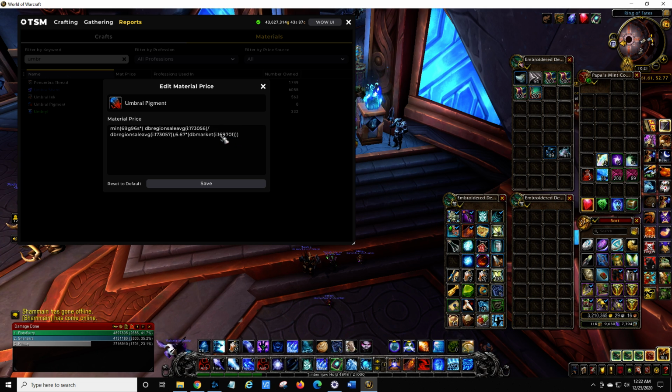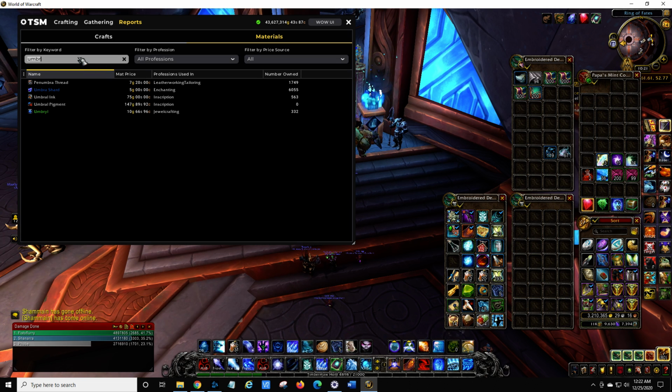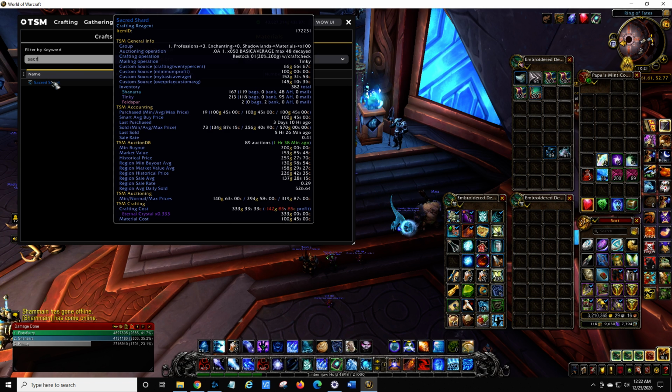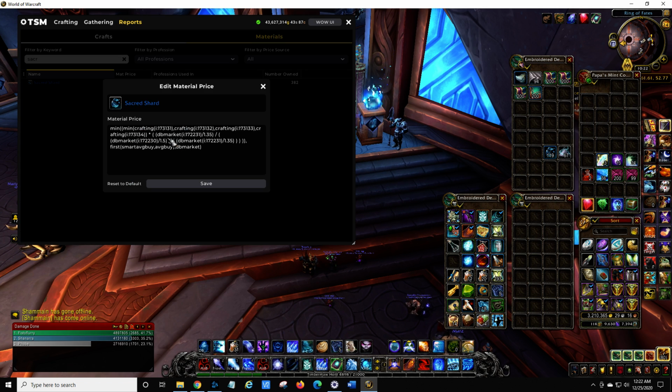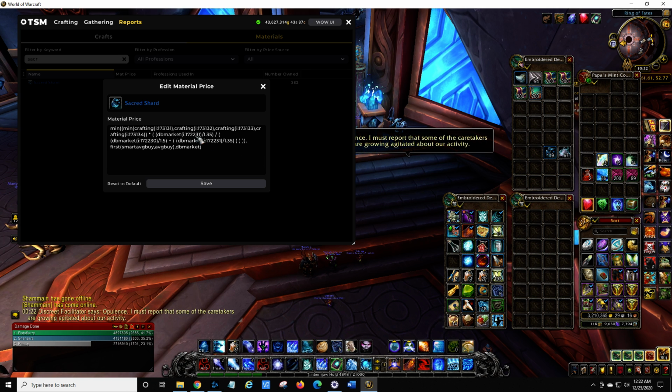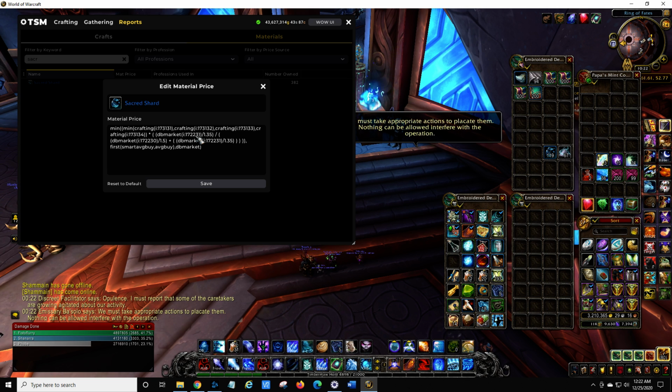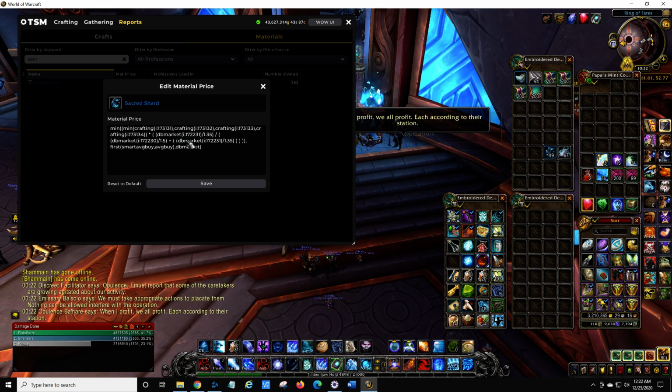Now, you don't really need to do all this calculation. I'm kind of doing the same thing with sacred shards. This looks pretty complicated, but basically I'm taking the minimum of the crafting cost of all the rings I can make, and since whenever you disenchant a ring you get 1.35 shards out of it, and you get 1.5 soul dust out of it.